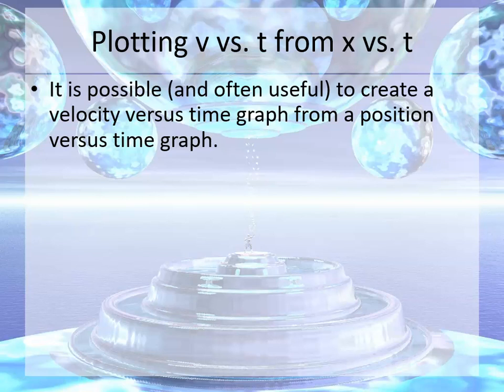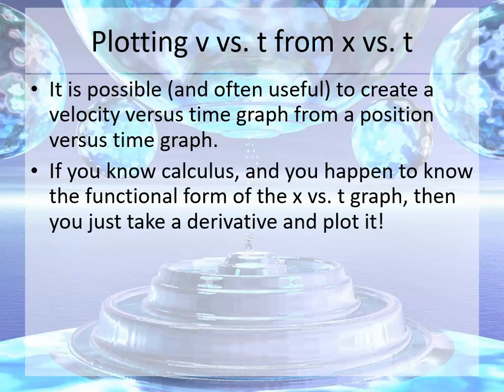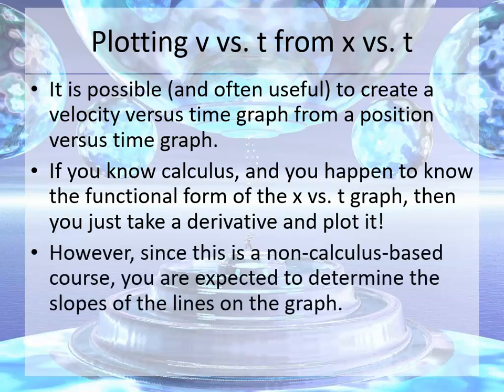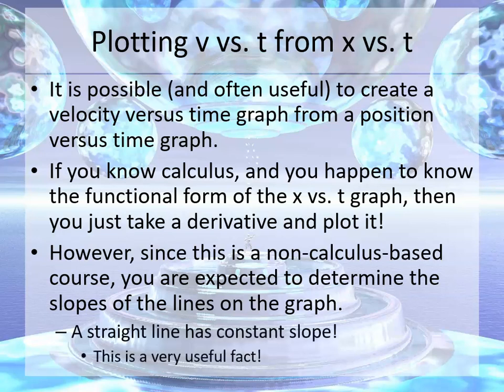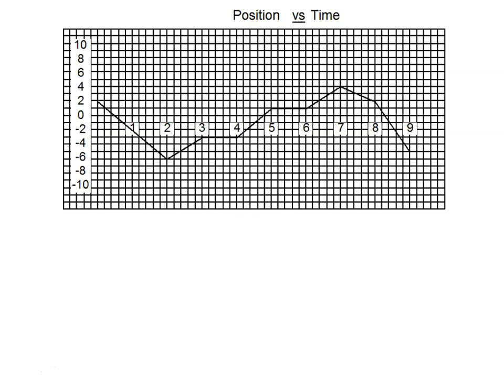Now, it is possible to make a plot of a velocity versus time graph from a position versus time graph. In fact, if you know calculus and you happen to know the functional form, like somebody tells you x of t is equal to 3t cubed minus 2t squared, etc., then you could just take a derivative and plot the derivative. But this is a non-calculus based course, so you are going to be expected to determine the slopes of the lines on a graph. But remember, a straight line has constant slope, and that's what we're going to be using here.